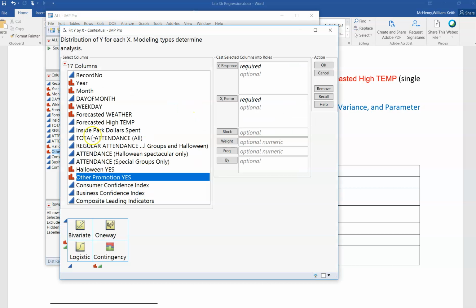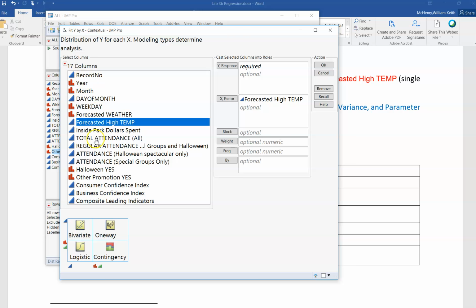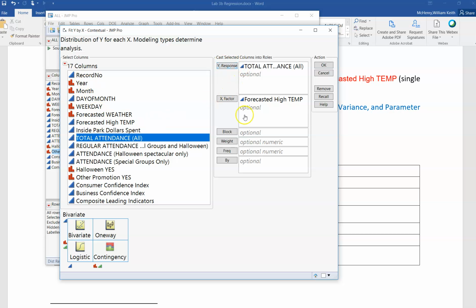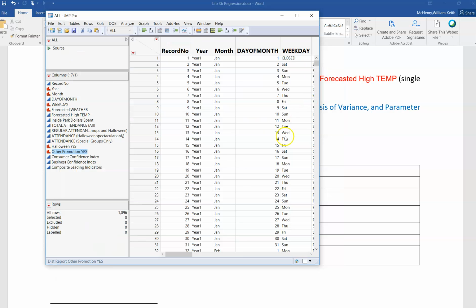We're going to put in the forecasted high temperature. That's going to be our x variable, and our y variable is going to be total attendance. So let's see if we can use the high temperature as a way of predicting the total attendance. I'm going to click on OK.